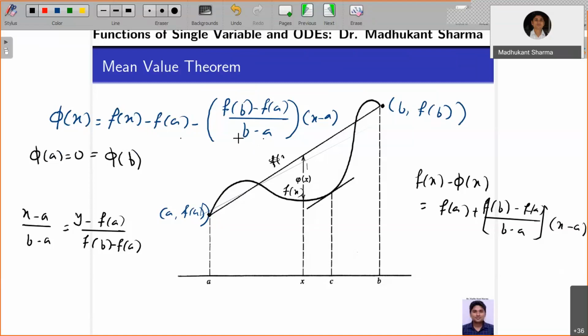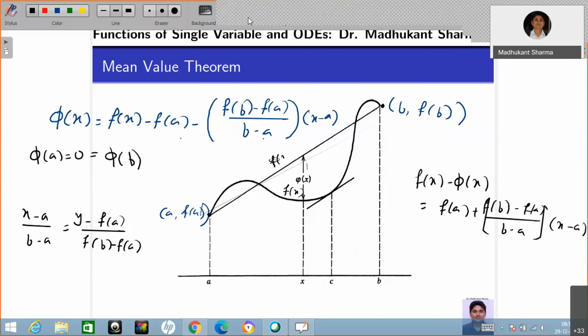So in the next session, we will look at the applications of the mean value theorem, where L'Hospital's rule is also one of the applications, and that we are going to look at. Okay, thank you.